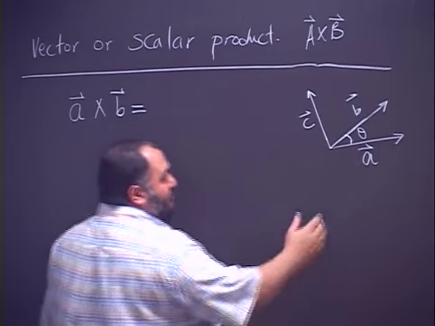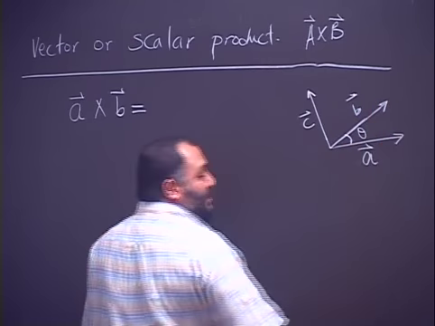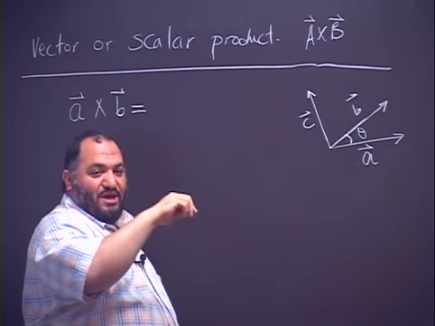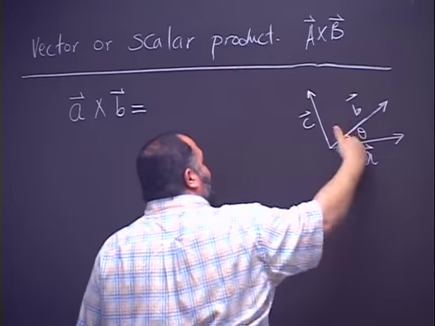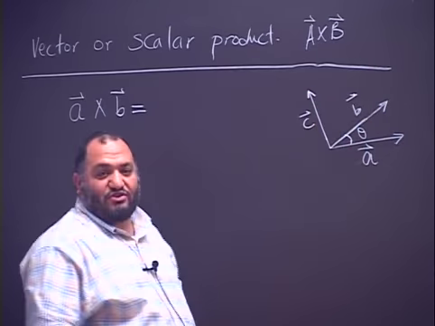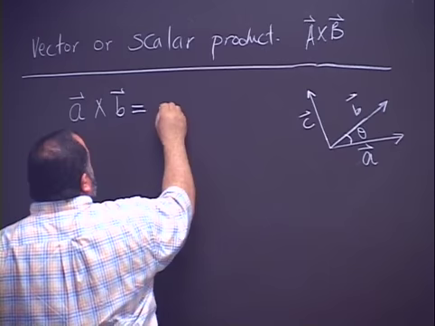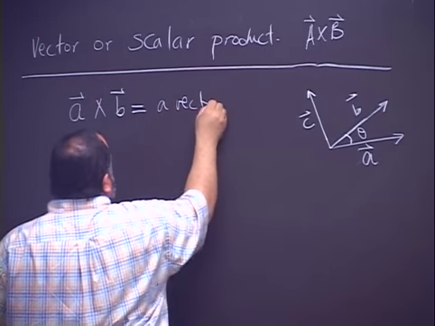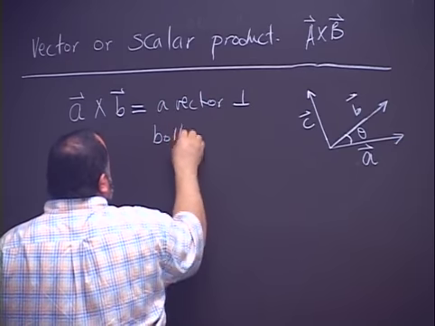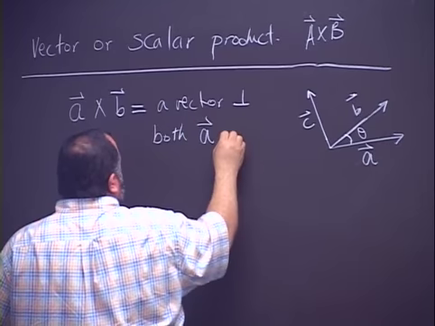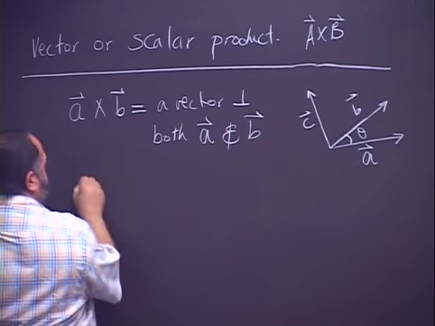So when you do the vector product of A and B, you go from A to B along the shortest path. You do not go from A to B this way. You have to go through the shortest path, and then your thumb will give you the direction of the vector product, and it will be C. So it's just a vector perpendicular to both vectors A and B. So how will we evaluate it?